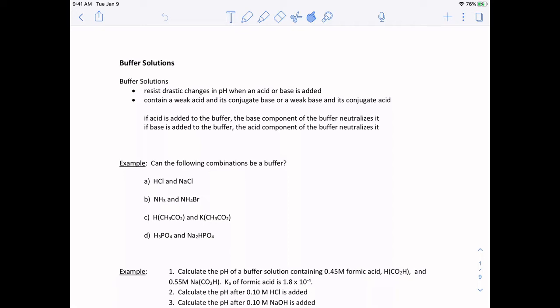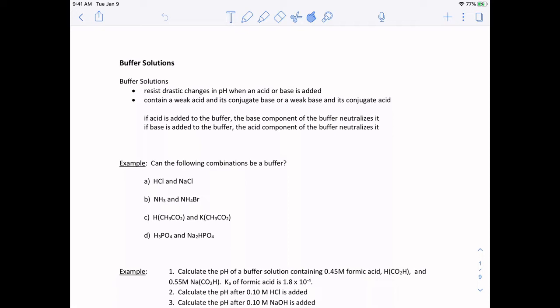You can, of course, exceed the buffering capacity. If you add too much acid, then the base has all been neutralized. Adding more acid, the pH will jump down quite a bit. And then the same thing with base, pH jumping up rather than down.